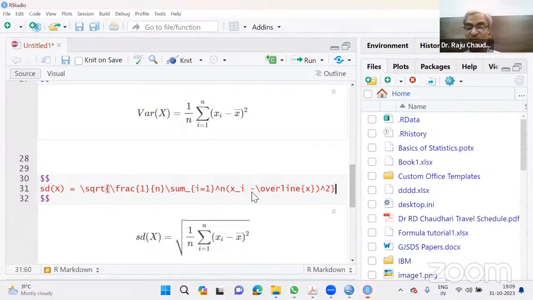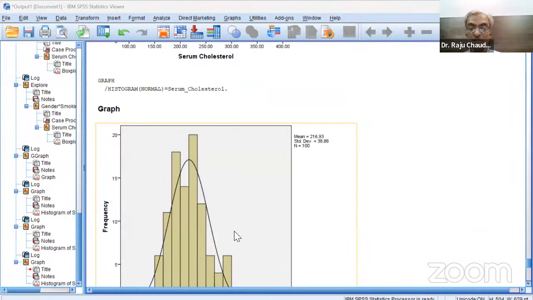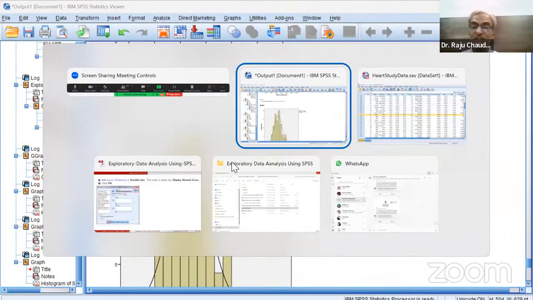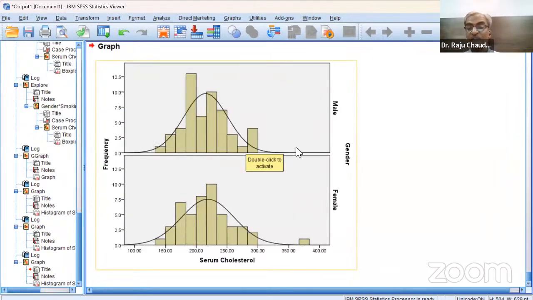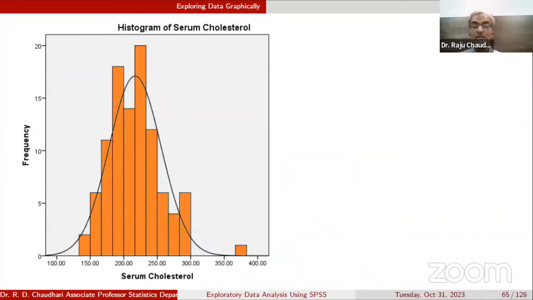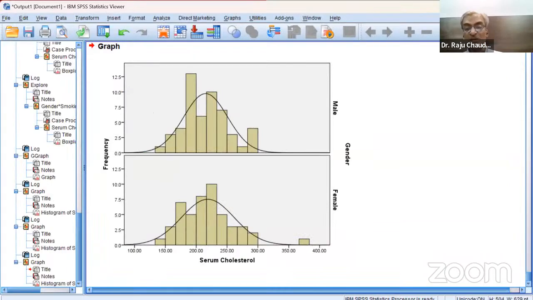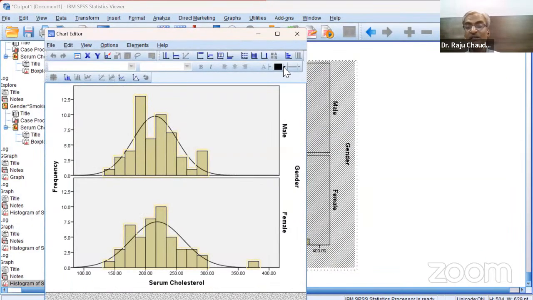So this is how we can, in 1 minute, create a histogram. Okay. So this is a side by side panel histogram. The next part is, you can change the color as I told you. You can change the color just by clicking on this, and from here there are different options available. You can change the color, right?